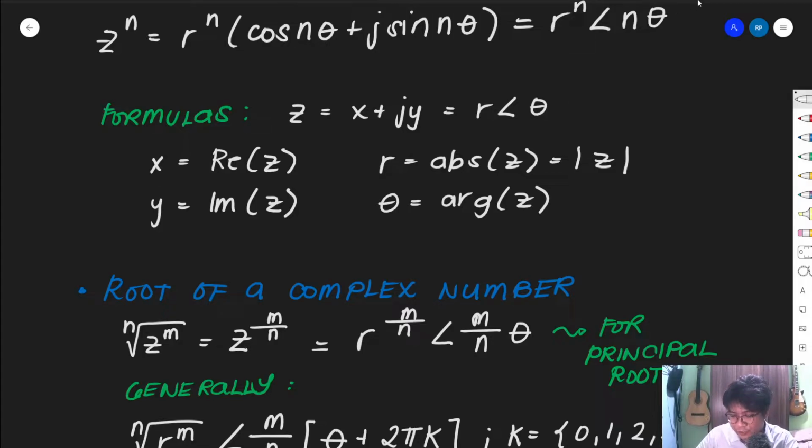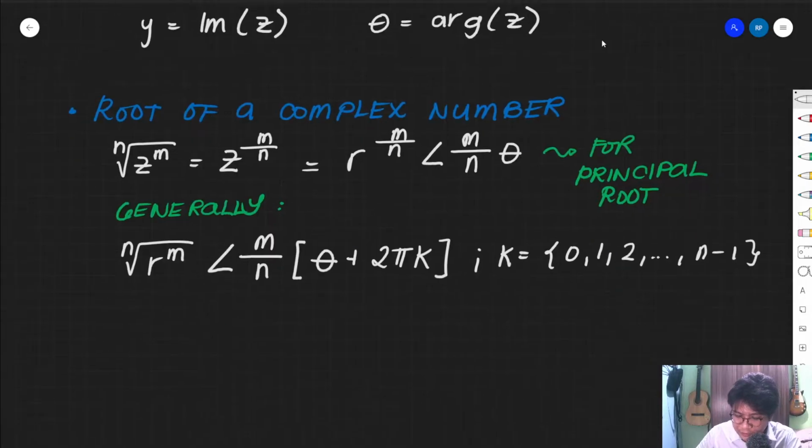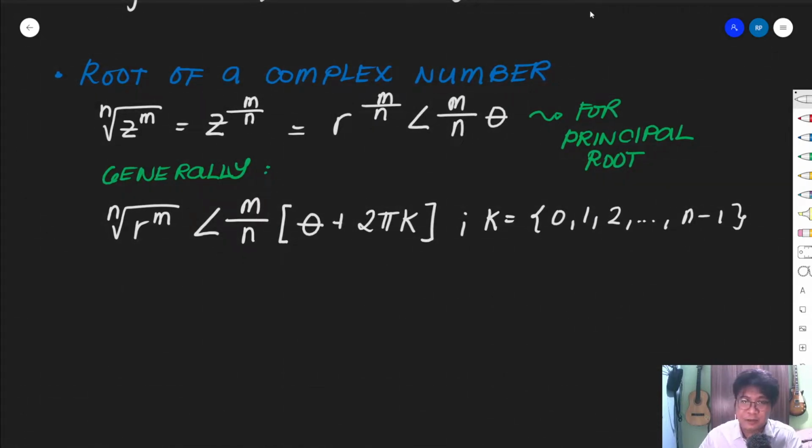For evaluation. Next, we have, of course, the root of a complex number. We know that a root is also another form of exponent, except that the exponent is a fraction. We have a fractional exponent. So, if we have the nth root of z raised to the power of m, this is also equivalent to z raised to m over n. That is why it became a fractional exponent.